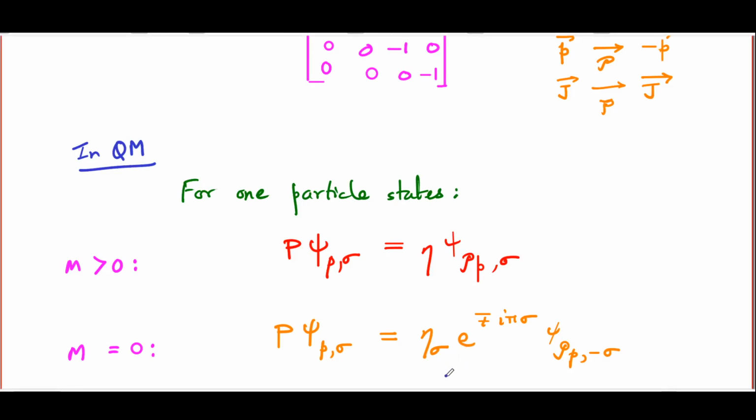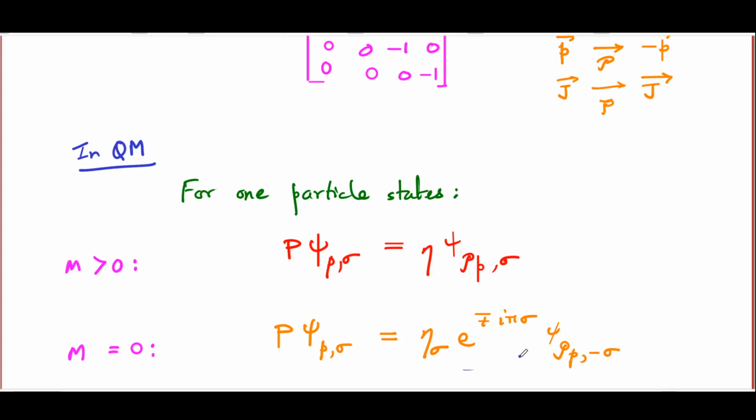The overall phase factor here bears a slightly more complicated form. It has a factor eta sigma, which depends only on the helicity state sigma. But on top of that, there is an extra factor e to the minus or plus i pi sigma, where the phase is minus pi sigma or plus pi sigma, depending on whether the second component of the spatial momentum, p vector, is positive or negative.